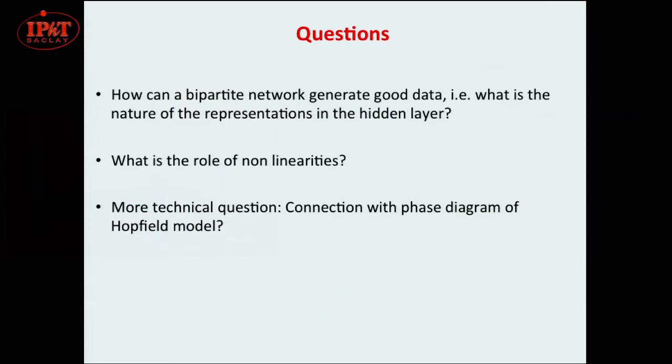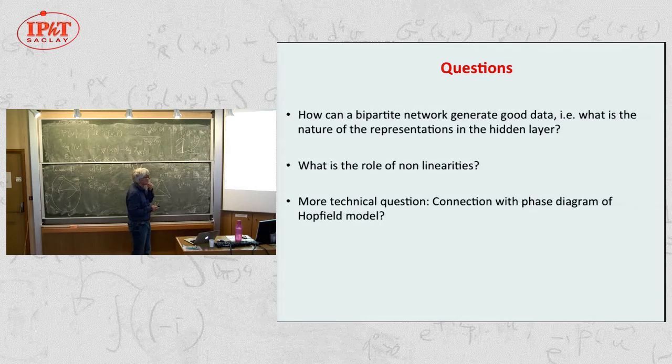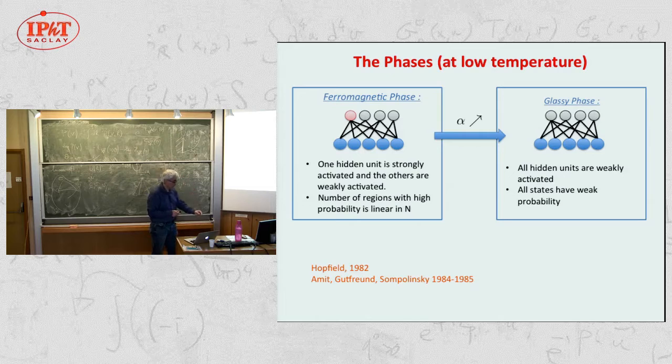Okay, so now some questions I would like to address before the break. So one question we may ask actually, how is such a machine capable of generating good data? For instance, what you saw on the MNIST example. So what is the role of the nonlinearities? So we have already talked a little bit about that. And say how the phase diagram of the Hopfield model is actually modified when you have nonlinear hidden units.